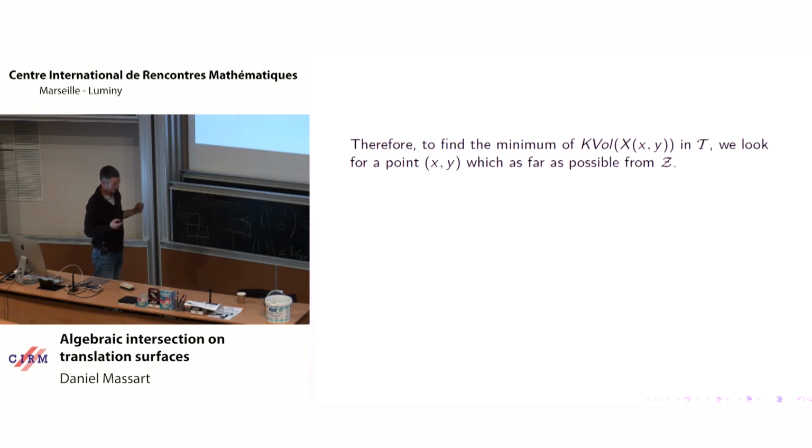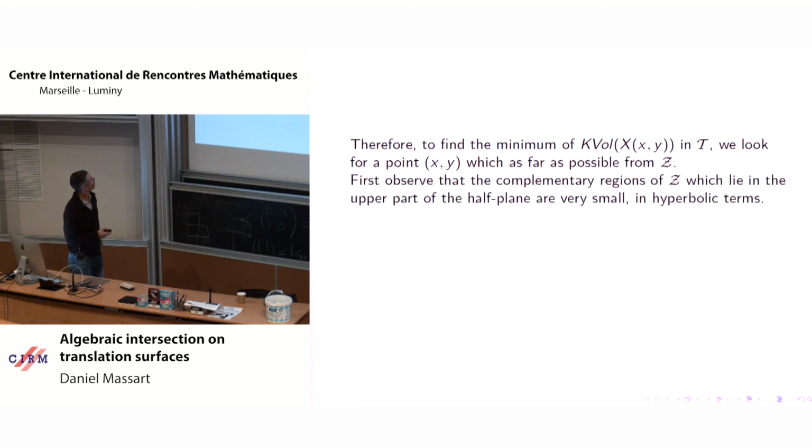And okay, so now we know how to compute the bill of any surface, and if we want to minimize bill over the Teichmüller disk, what we need to do is to find a point in the Teichmüller disk which is as far as possible from all geodesics in the set Z. So this can be done by elementary geometry.